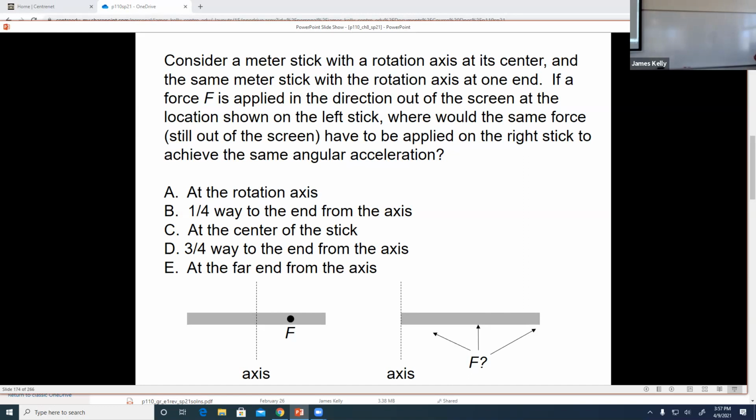Again, you have to use the fact that the moment of inertia is 4 times as big in this case as it is in this case, right? So I is 4 times bigger, and we're doing torque equals I alpha. The torque is just due to that one force.